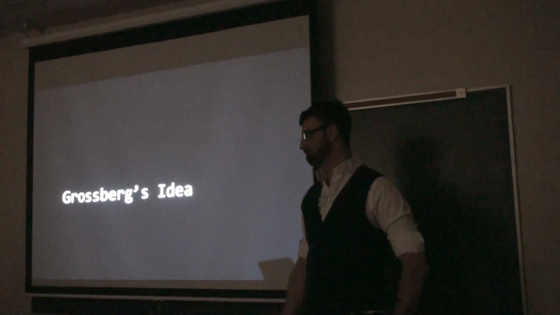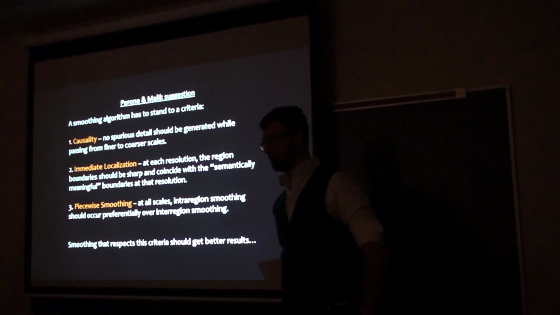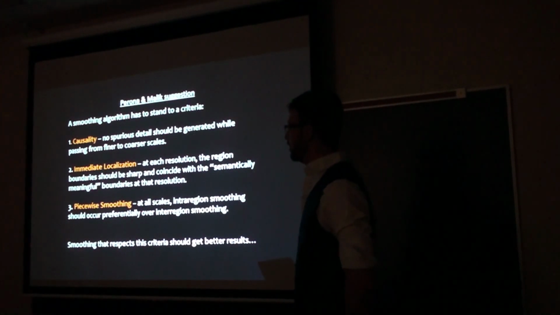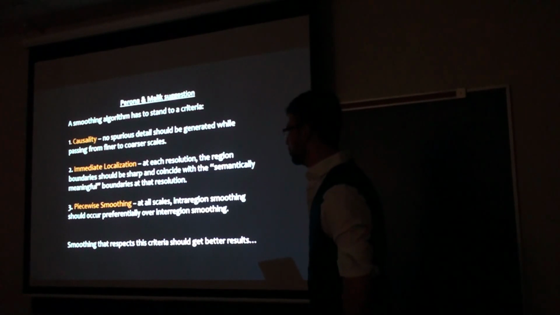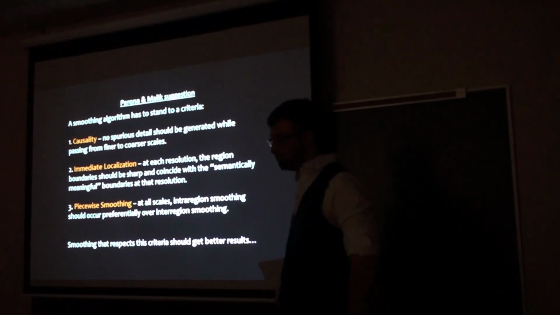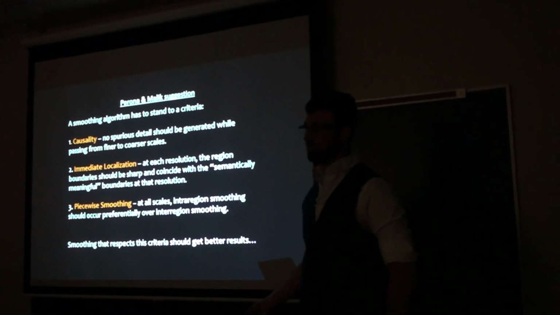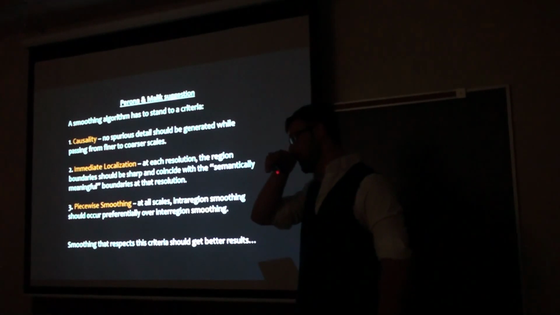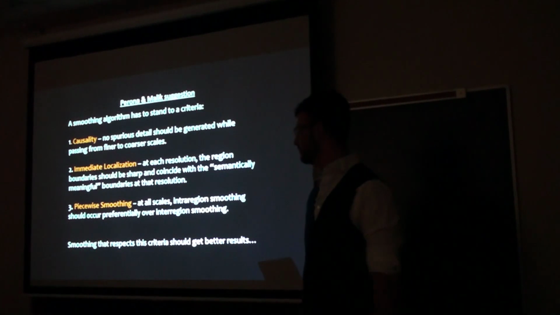Grossberg's idea. Okay. A smoothing algorithm has to stand up to the following criteria, right? Causal: no sporadic details would be generated while passing from finer to coarser scales. This basically means that I don't cause more problems than there are, right? What's a causal system? I can have a system that predicts the future, basically, right? Cause and effect kind of thing.